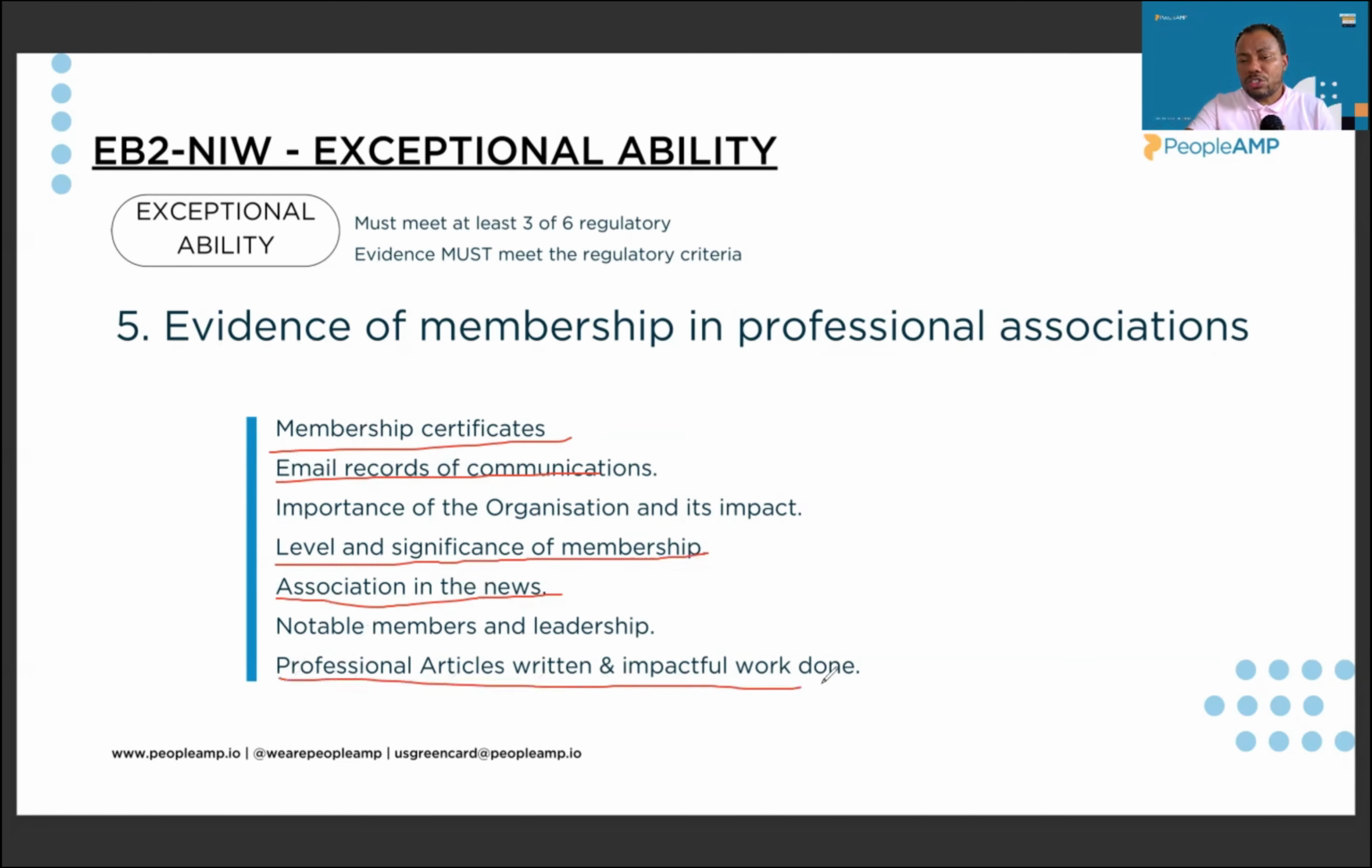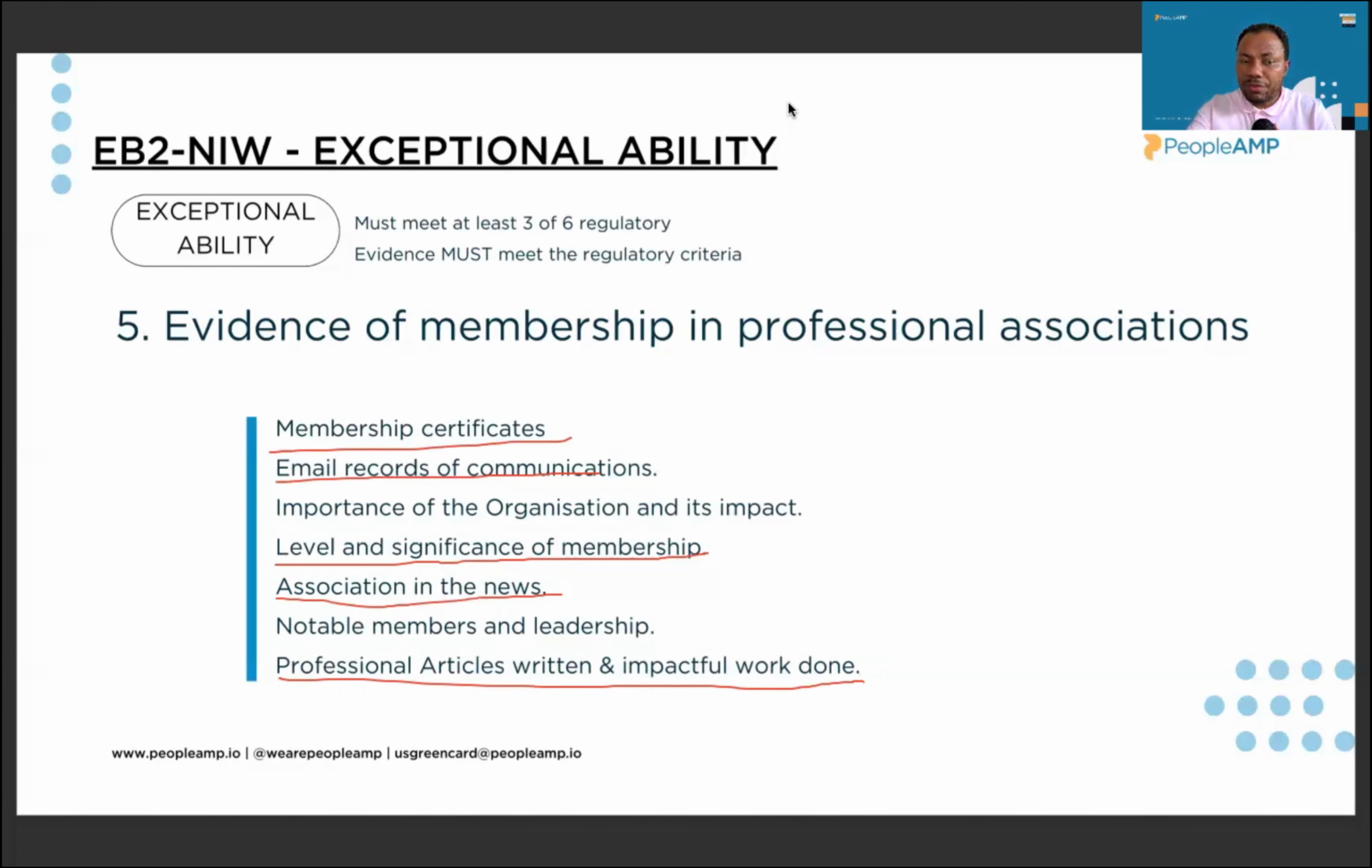Last one, if you have done some work for the organization, maybe you have been an executive, or maybe you've written some article, you contributed to some of their conferences as an example, you can also bring that up here and say that is one of your evidences of membership of professional association.